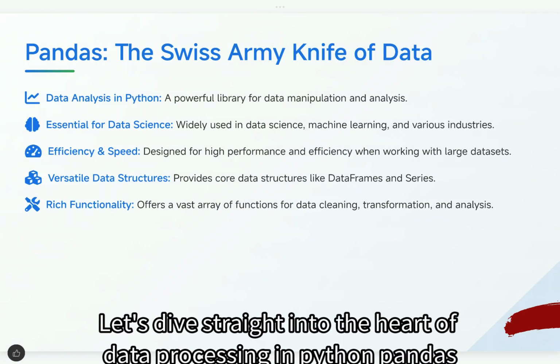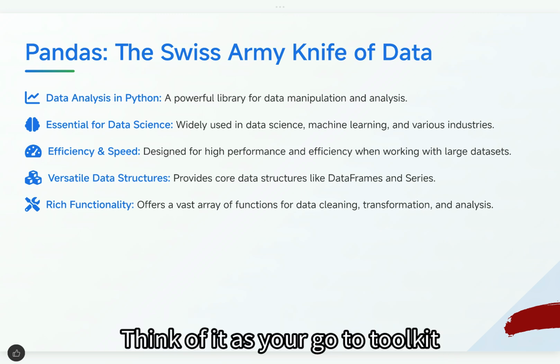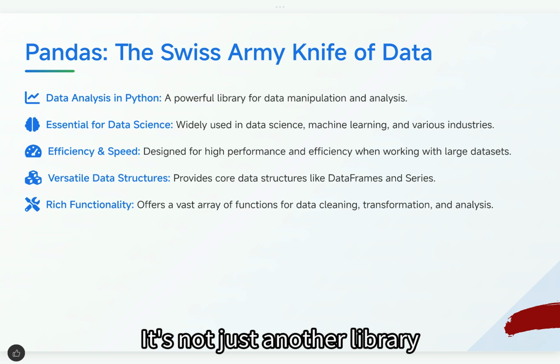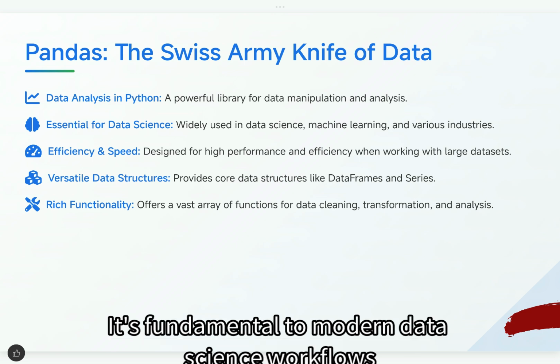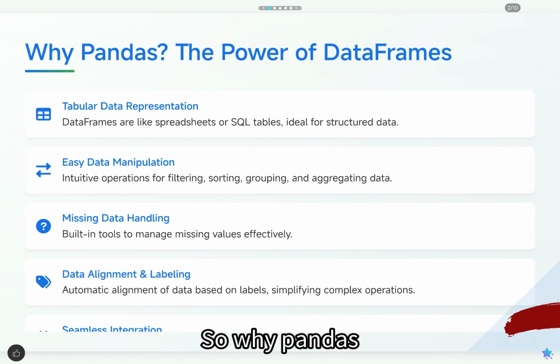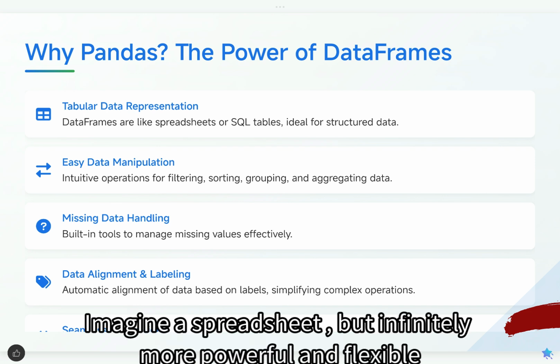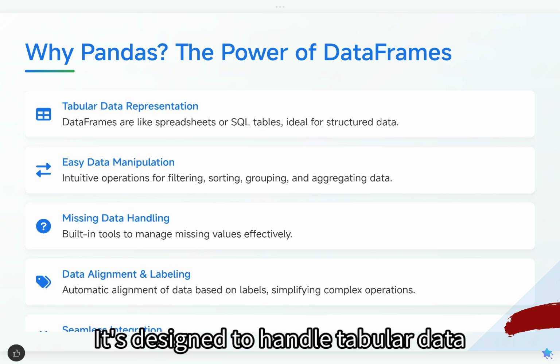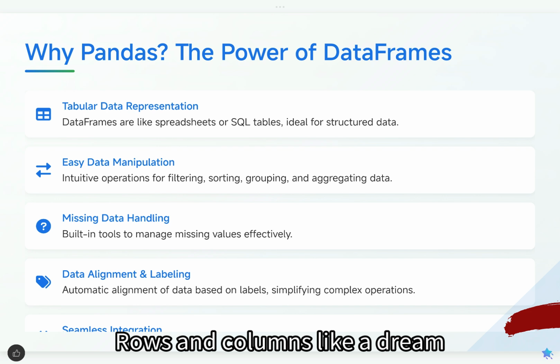Let's dive straight into the heart of data processing in Python, Pandas. Think of it as your go-to toolkit, the Swiss Army knife for anyone dealing with data. It's not just another library, it's fundamental to modern data science workflows. So, why Pandas? The star player is the data frame. Imagine a spreadsheet but infinitely more powerful and flexible. It's designed to handle tabular data, rows and columns, like a dream.